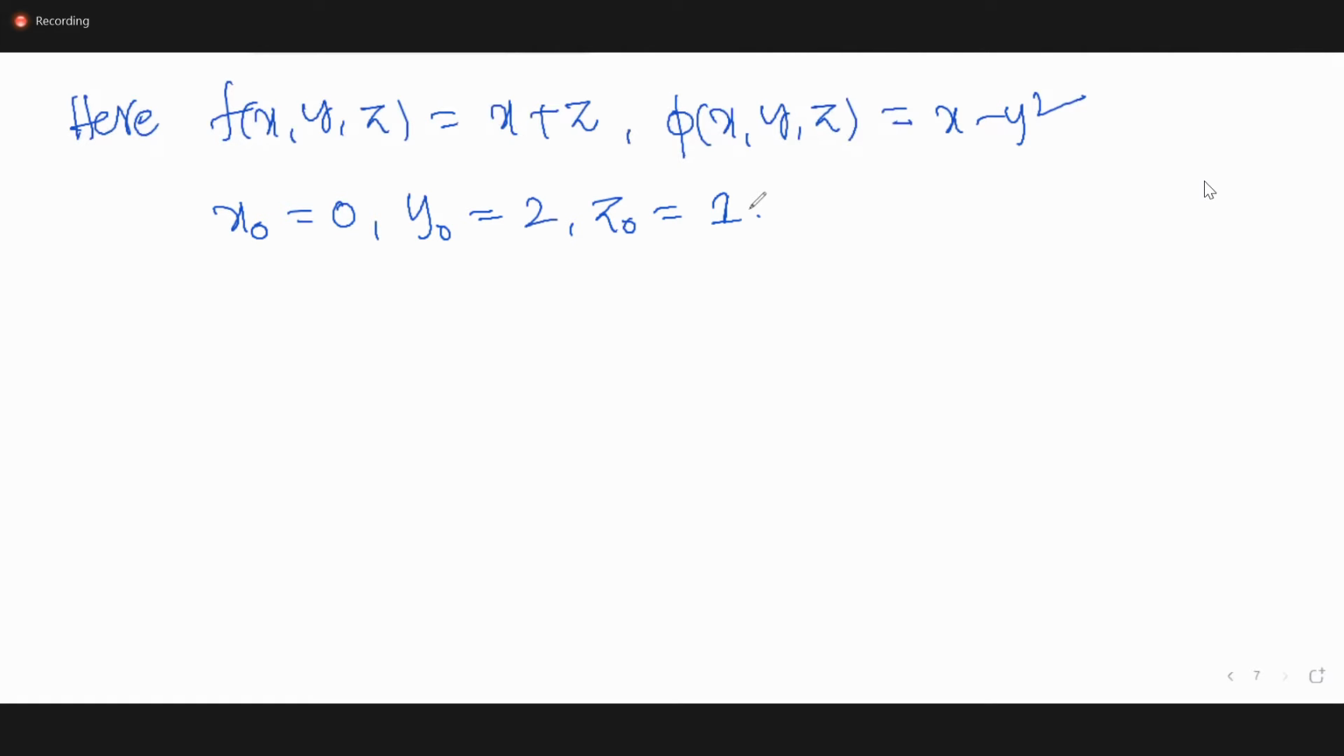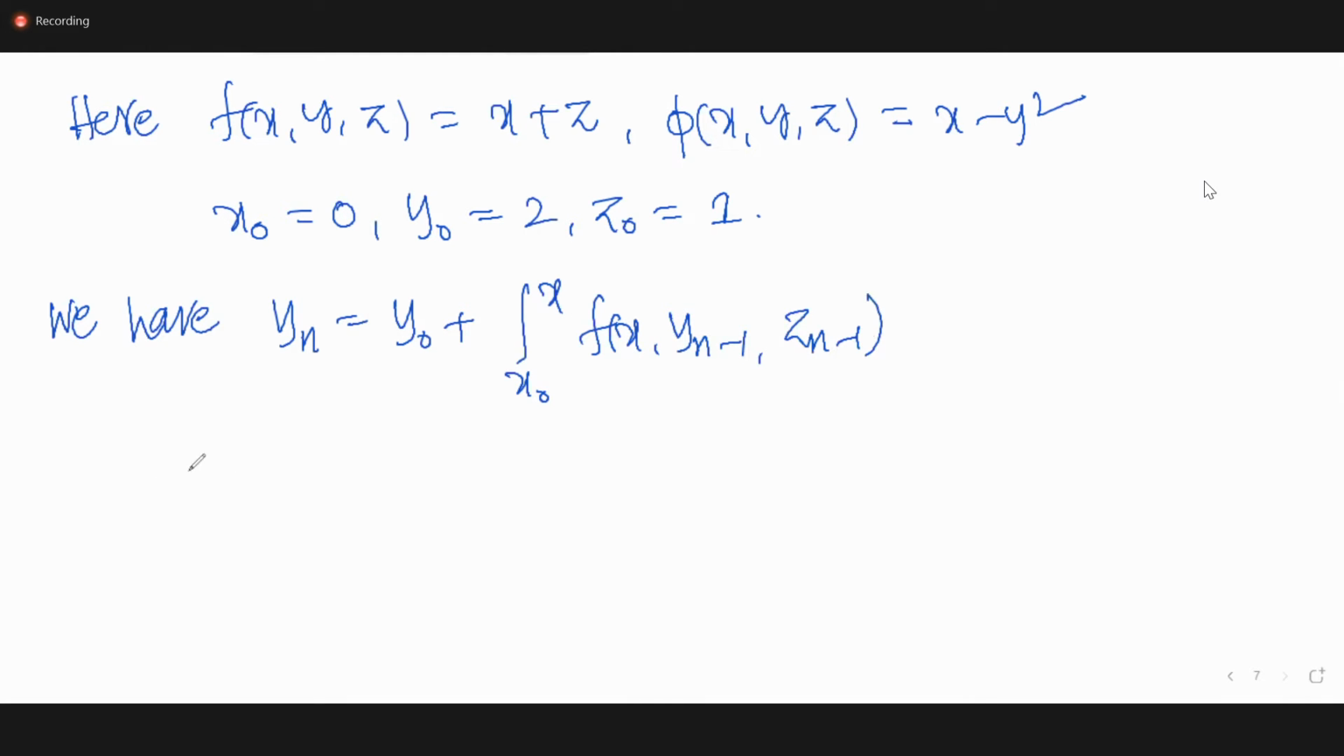So to find y of 0.1 and z of 0.1 using Picard's method approximations, correct to 4 decimal places, we have yn is equal to y naught plus integration from x naught to x of f of x comma yn minus 1, zn minus 1, and zn is equal to z naught plus integration from x naught to x of phi of x comma yn minus 1, zn minus 1 dx.